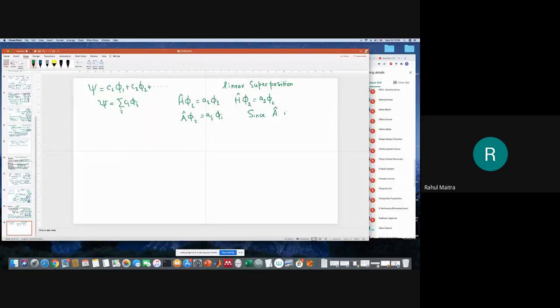But if you do this measurement an infinite number of times, you get an average. And what is that average? The average is simply given by the expectation value. If C1 squared plus C2 squared is 1, that means your wave function is normalized, then you will simply have C1 squared times A1 plus C2 squared times A2. That is your average value, assuming C1 squared plus C2 squared equals 1. Is this clear? Then we can proceed.